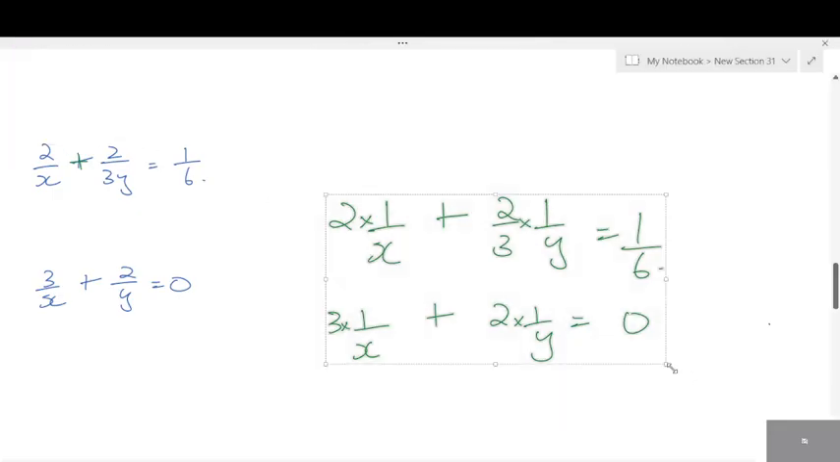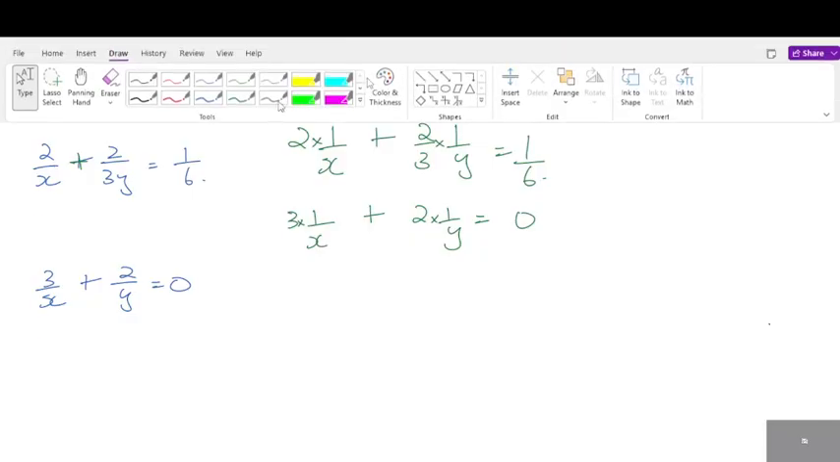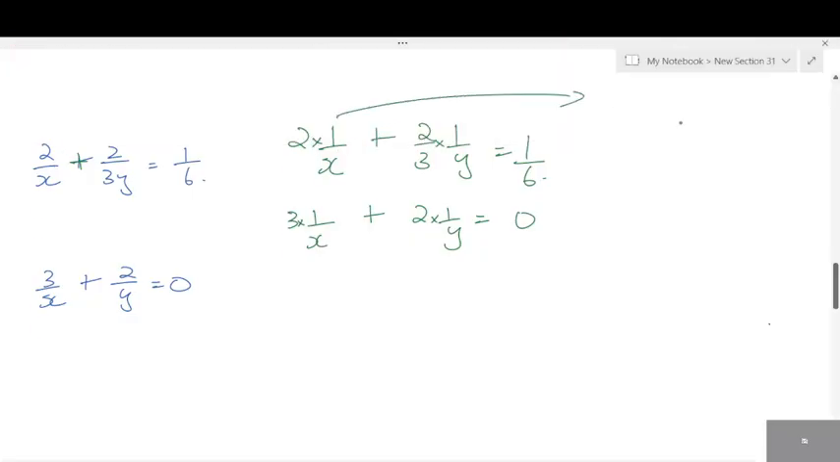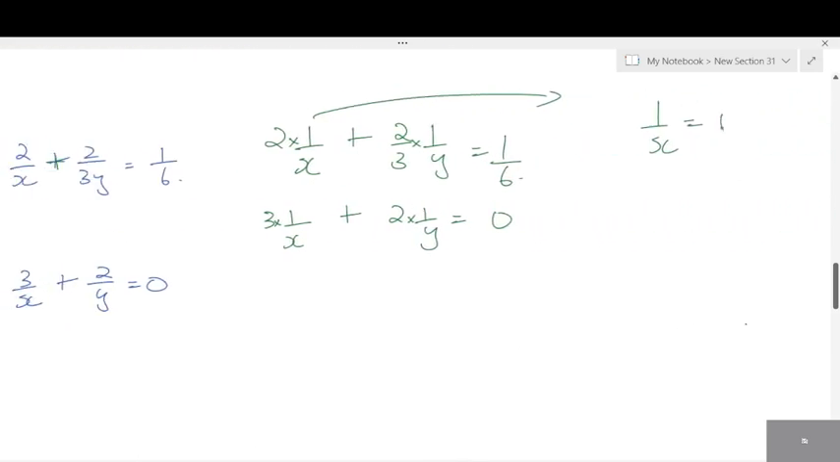Both the variables are in the denominator. Then we use this method, where we have to assign a value. Let me take 1 by x and write it as u. I'll assign an alphabet called u. Okay, this is the first equation.